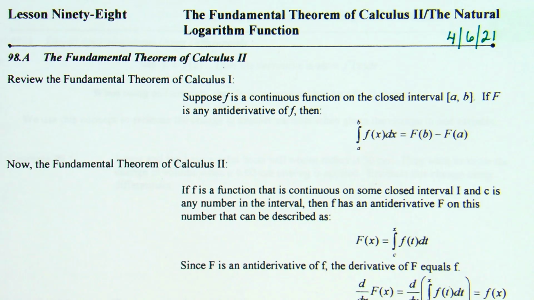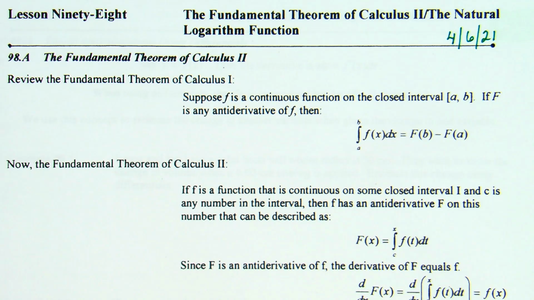Okay, looks familiar, looks similar, right? But they threw in an x and they threw in t's and c. Notice what it says. Since f is an antiderivative of f, the derivative of capital F equals little f. So the idea is saying, if they ask you to take the derivative of capital F of x, they're asking you to take the derivative of the integral from c to x of f of t dt.